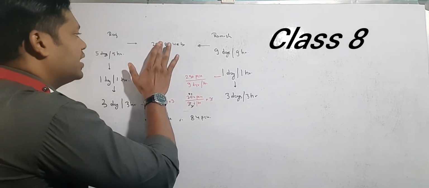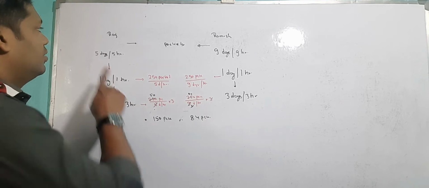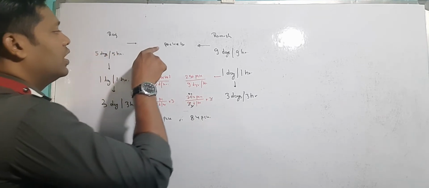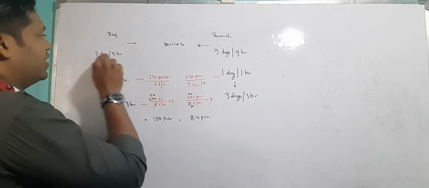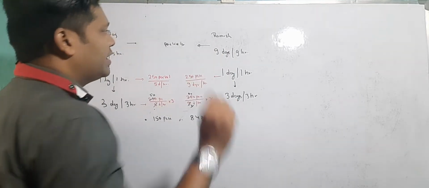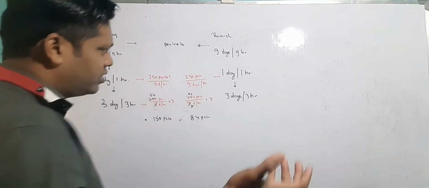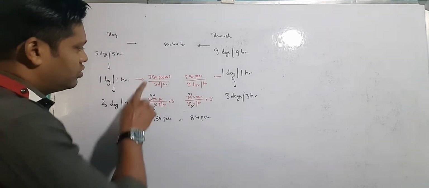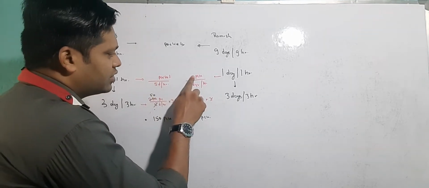For example, they are saying there are no packets given. Mr. Raj can make the packets in 5 days. Ramesh can make the packets in 9 days. They're not saying how many packets. So what is the issue in that case? Here we don't know the packets value.